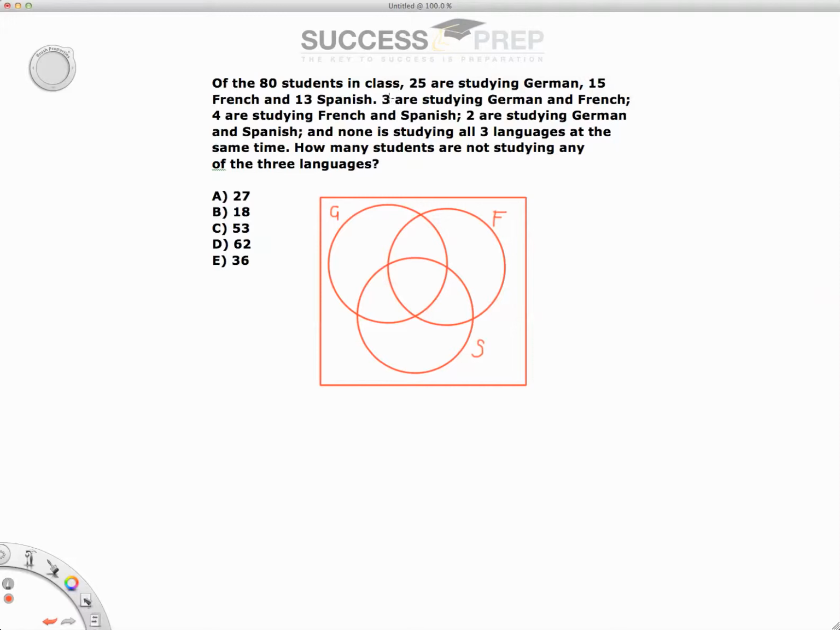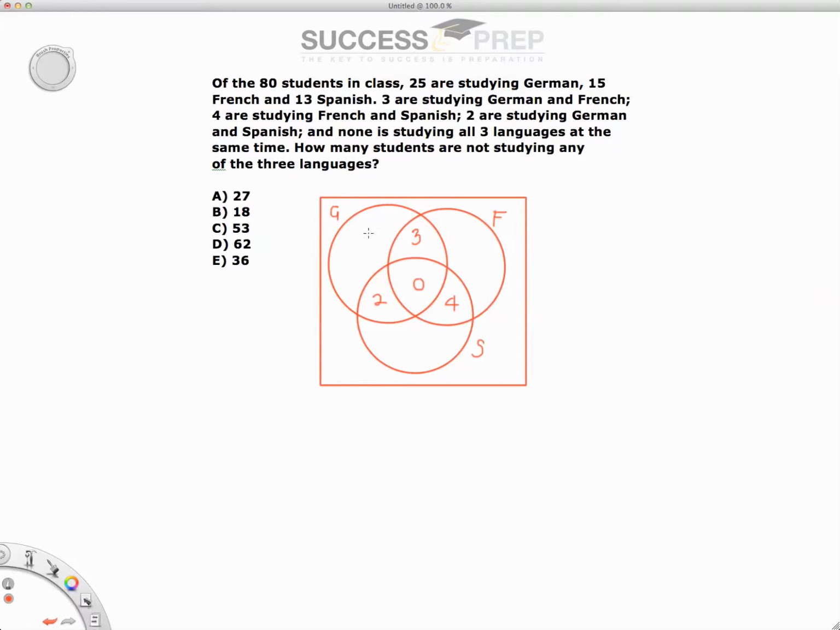It says you have 3 that are studying German and French. So this number right here is 3. 4 are studying French and Spanish, so this number right here is 4. And 2 are studying German and Spanish, so this number right here is 2. And then it says none is studying all 3 languages, so the combination of all 3, this number right here, is equal to 0. Okay?